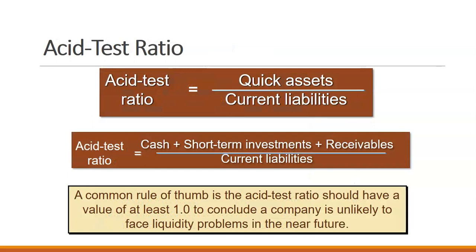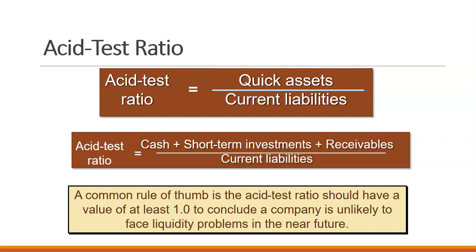Then we talk about the acid test ratio. This is also called the quick ratio. What the acid test ratio looks at is our ability to cover our current liabilities with our quick assets. The quick assets are the things that are already cash or can be cash very quickly. So short-term investments and receivables, which we expect to turn into cash very quickly.